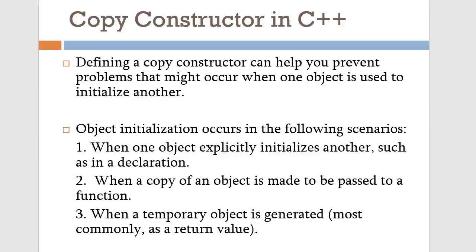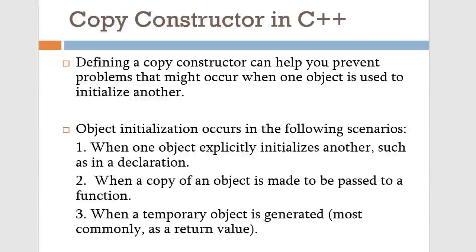Object initialization occurs in the following three scenarios. First, when one object explicitly initializes another, such as in a declaration. Second, when a copy of an object is made to be passed to a function, that means the object is passed to a function through a call by value mechanism. And third, when a temporary object is generated, most commonly as a return value, that means when you are returning the object from a function.